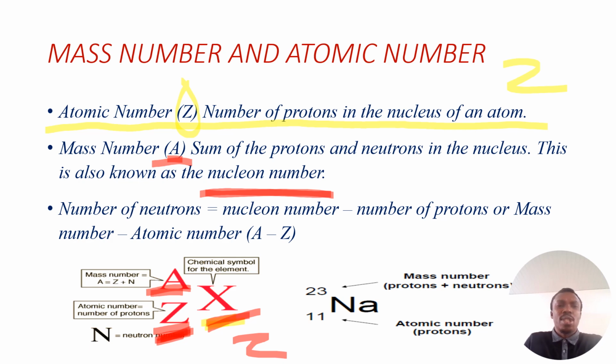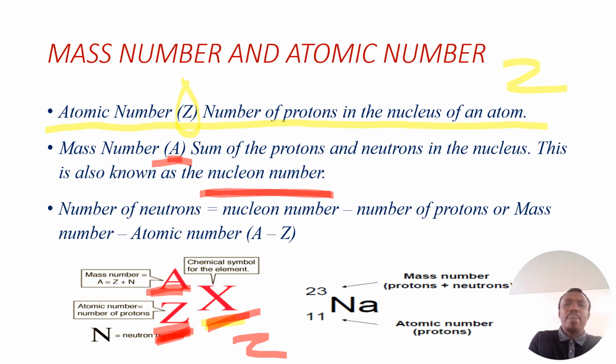Then we have what we call the number of neutrons. The number of neutrons is the nuclear number minus the number of protons, or it can also be defined as the mass number minus the atomic number. The difference between the mass number and the atomic number gives us the number of neutrons.